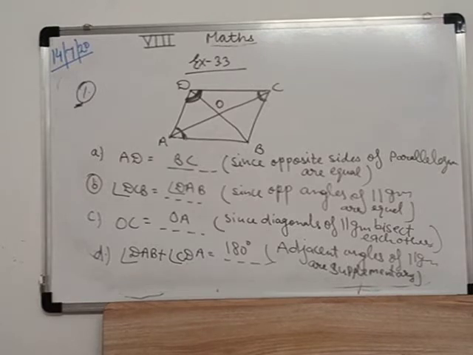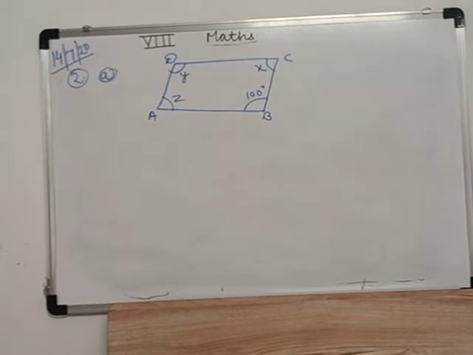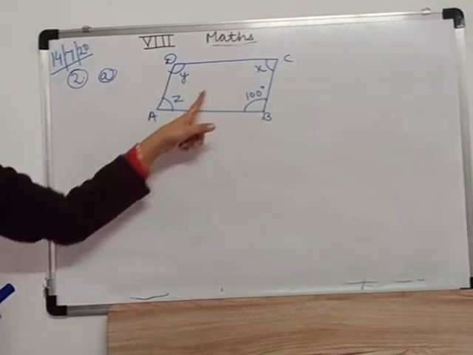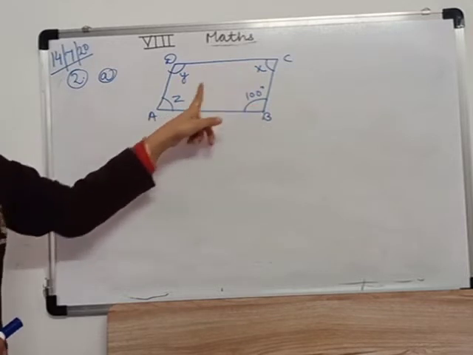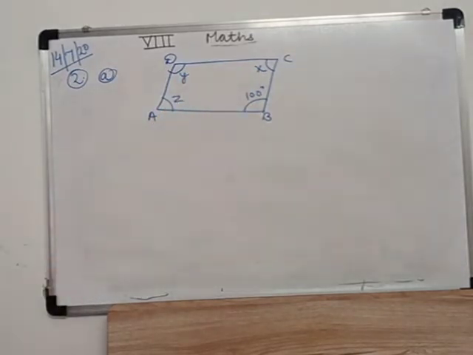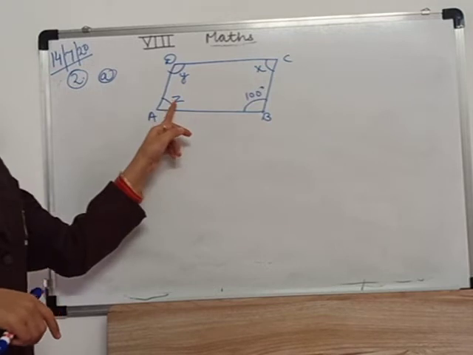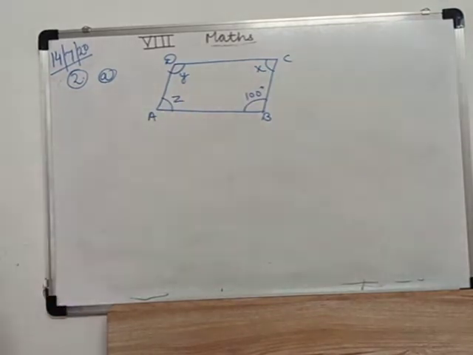Okay. Now question number 2. In question number 2, in the first part, we have to find the values of these unknowns, meaning variables x, y and z. Consider the following are parallelograms, which is given in the question. This is a parallelogram, and by using the properties of a parallelogram, we can easily solve for the values of these unknowns. How can we solve the values?